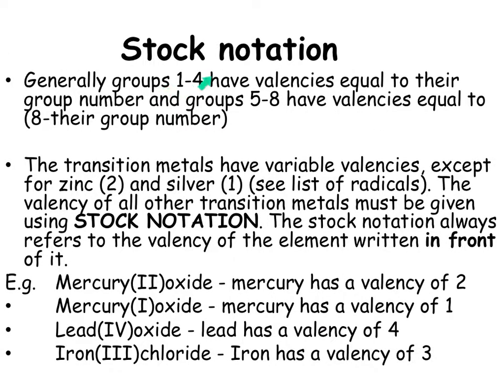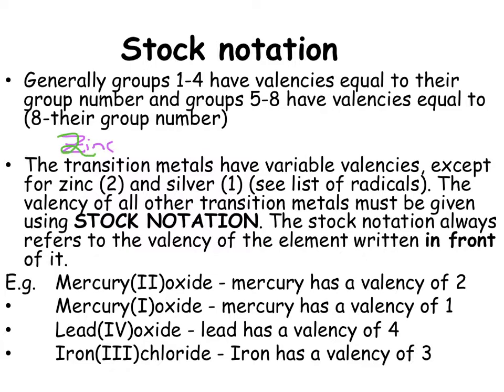Usually, we have group 1 to 4 have valencies of 1 to 4, and group 5 to 8 have valencies of 8 minus 5, 8 minus 6, 8 minus 7, and 8 minus 8. The transition metals have what are called variable valencies. They might change. Except for zinc, which is always 2, and I'll show you how you remember that. Zinc, can everybody see that a Z looks a heck of a lot like a 2?